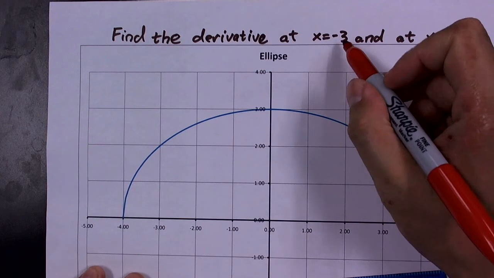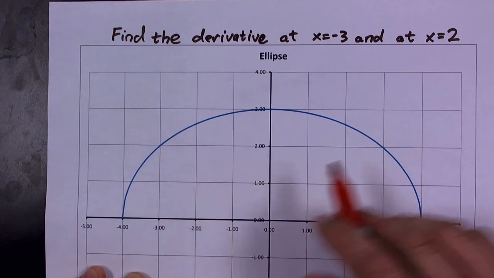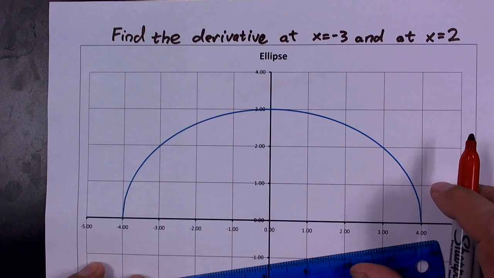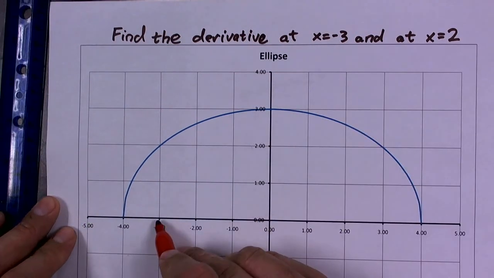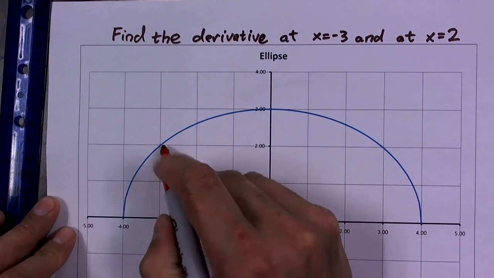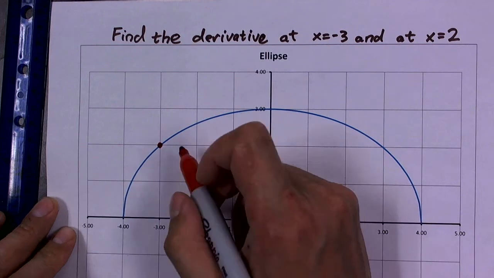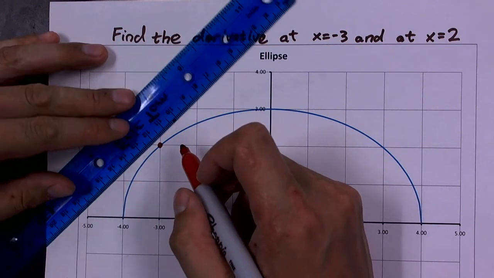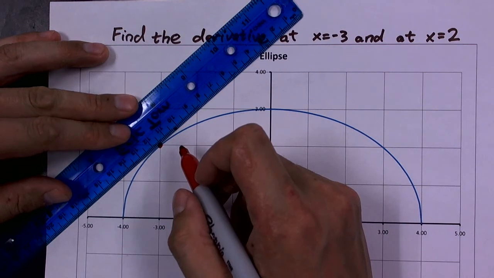x equals -3. First of all, notice that each increment on the axis is 1. So each box is 1, which is not necessarily going to be the case for the other problems that you are going to solve. But x equals -3 shows up right here. Follow it up until it hits the graph, and you've got a point right there. Okay, and then we'll draw a tangent through that point. It looks to me like that tangent goes right about there.